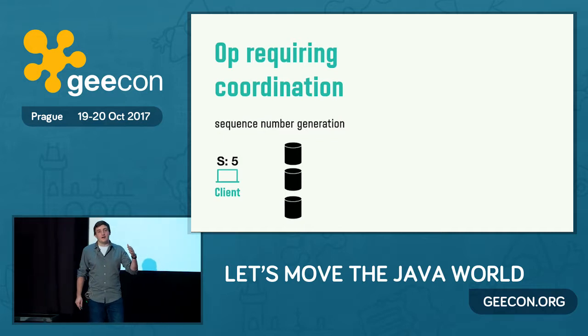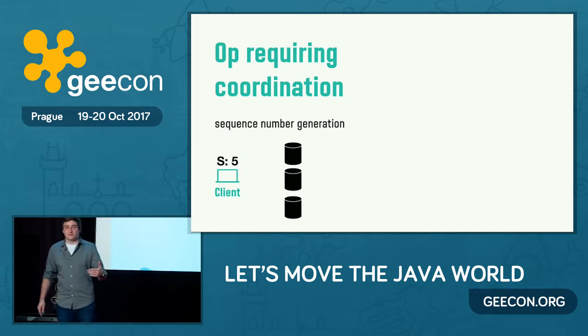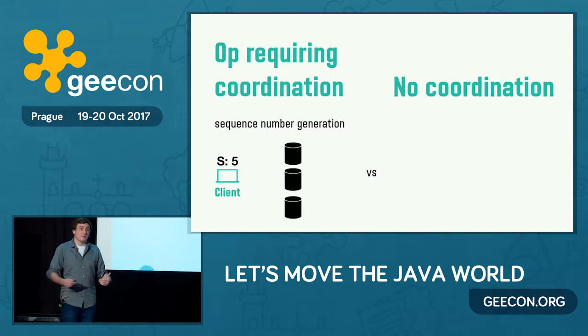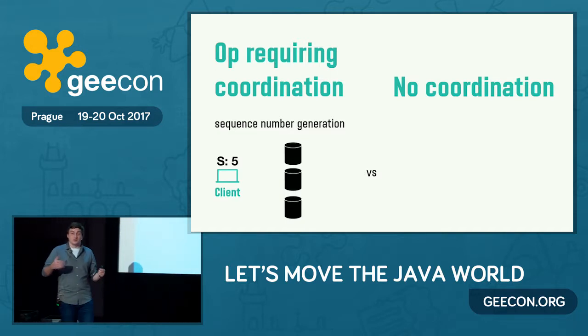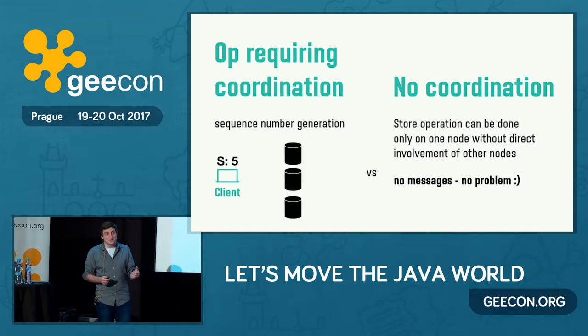Now, in order to do that, I generated like 6 or 12 messages, and I didn't even go into error cases. Let's say that there was another client that tried to go to the same number 5. This communication would get really messy real quick. It would generate many more messages just to progress to number 5. Whereas with a write operation, or any operation that doesn't require coordination, you can simply store the write operation without direct involvement of other nodes. No messages, no problem.